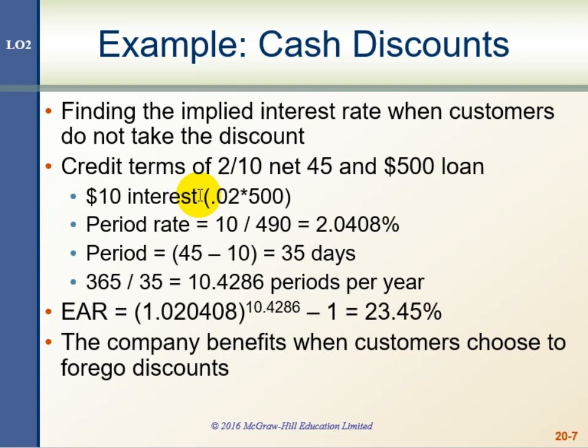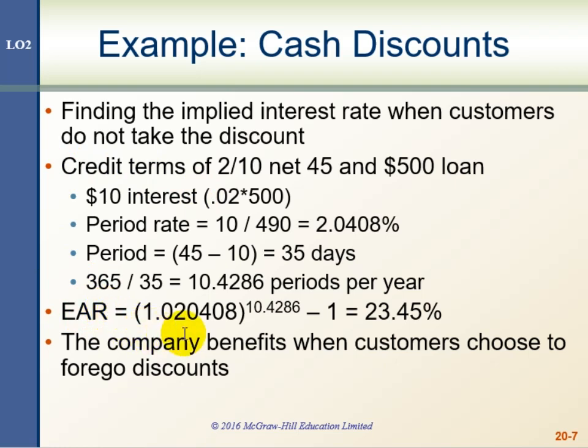The period rate is a $10 interest payment on the basis of the $490 that they're borrowing from us, essentially. So $10 on $490 works out to 2.0408%. You can do that math in your calculator if you want to check it. But that's the interest rate that they're essentially getting for a 35-day period. Then of course you have to figure out how many 35-day periods there are in a year in order to calculate the equivalent or the effective annual rate.